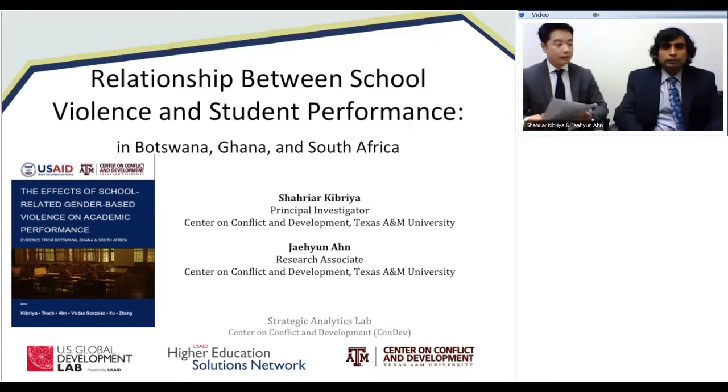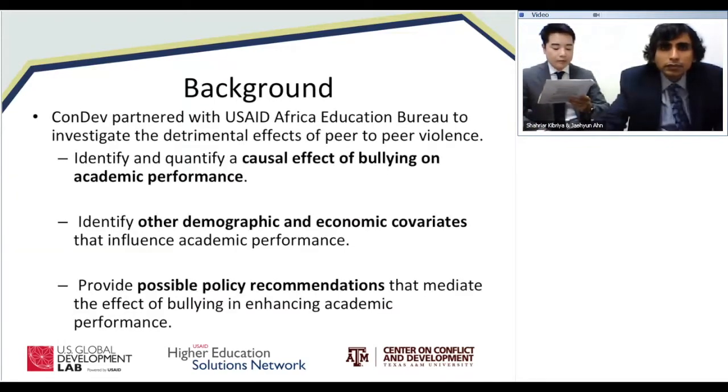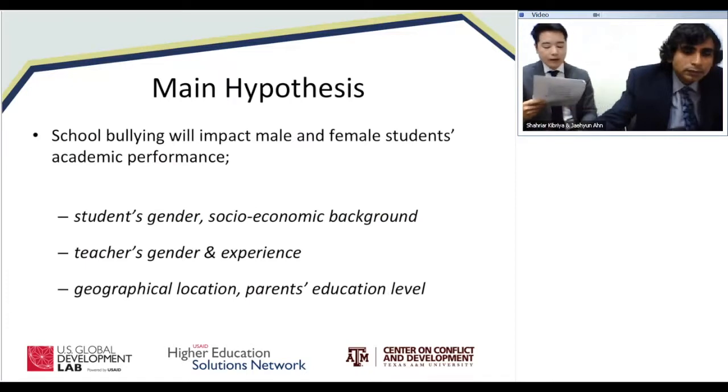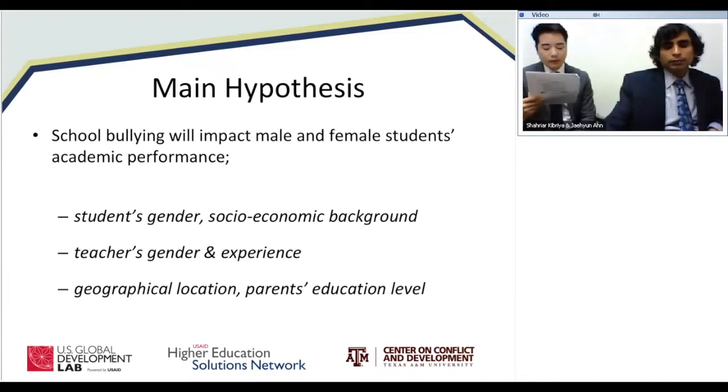Next slide. We have the main hypothesis, that school bullying will impact male and female students' academic performance. To investigate further, we got students' gender and socioeconomic background and teachers' gender and experience for students. We also got the geographical information and the parents' education level.